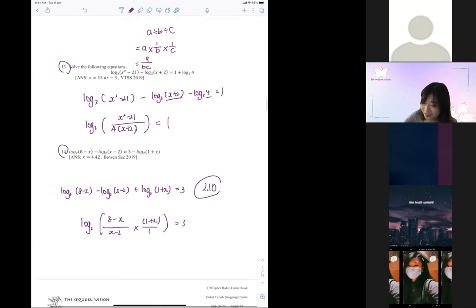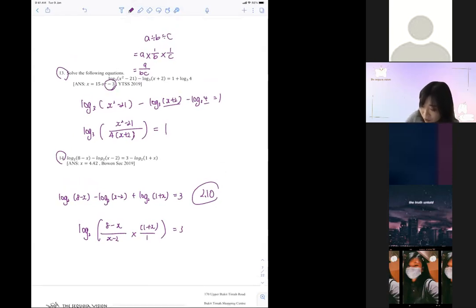Okay, y'all got tricked by my answer here. Must reject minus 3, okay, because minus 3 plus 2 is negative. So this answer here must be rejected.